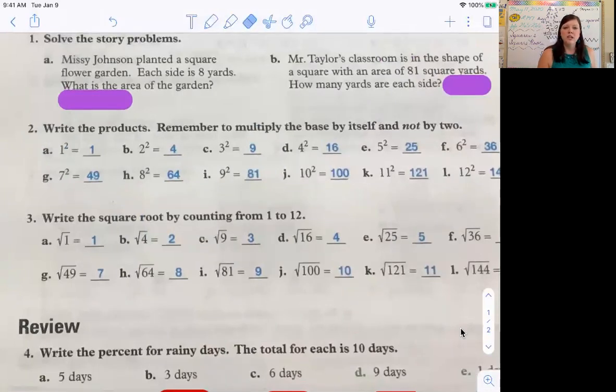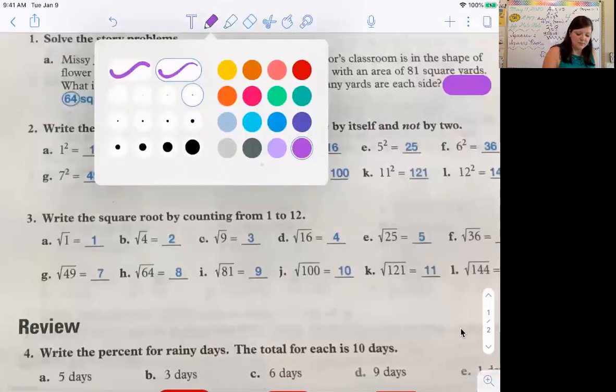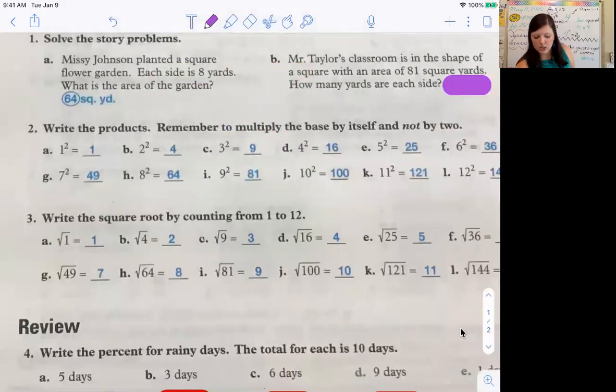Now, we've already worked story problem 1A together, and we found that it was 64 square yards. We did that by squaring the 8. We took the 8 and we multiplied it by itself, like so.